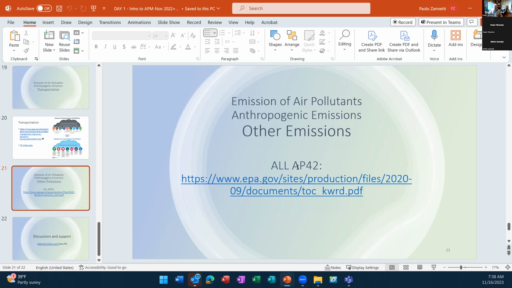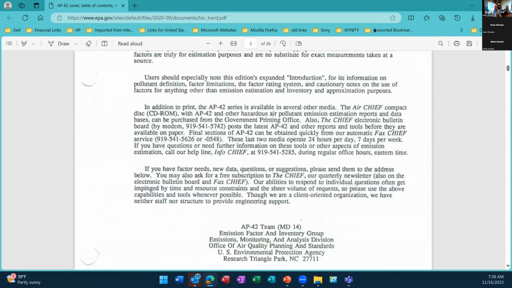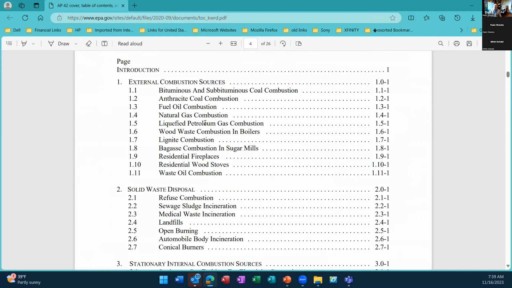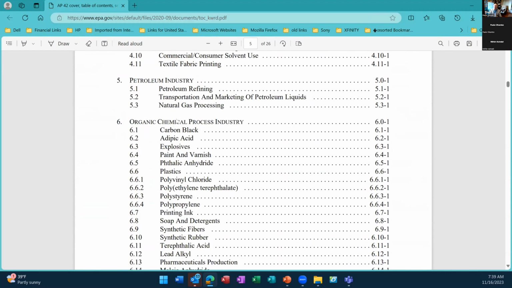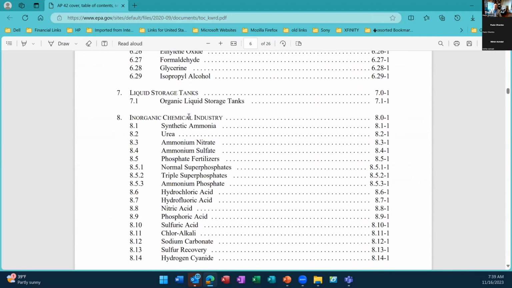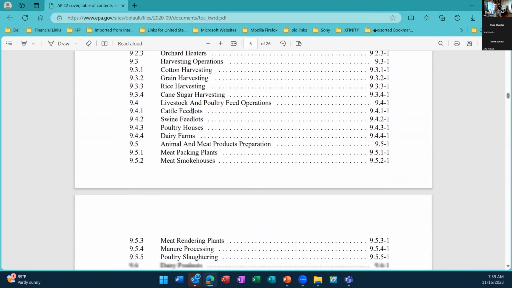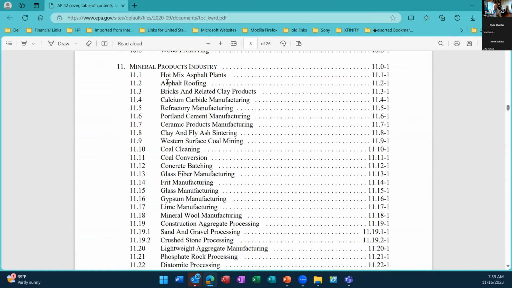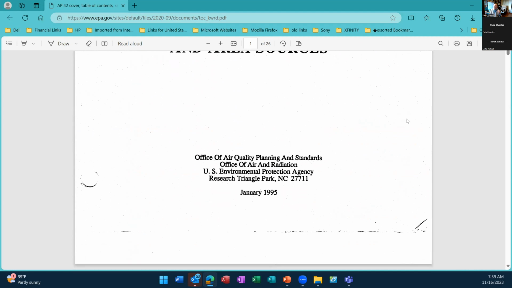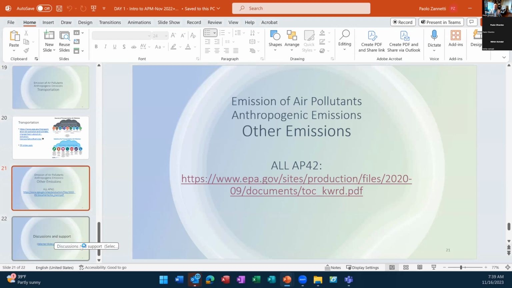I mentioned to you before the AP42. Let me repeat. AP42 is thousands of pages of document covering virtually every type of emission: combustion, solid waste, evaporation, petroleum industry, chemical industry, storage tanks, agricultural industries, wood products, metal industry, and so on. You will find some initial guidance to calculate emission rate for any type of industry in the AP42 document by the EPA. Very useful first start.